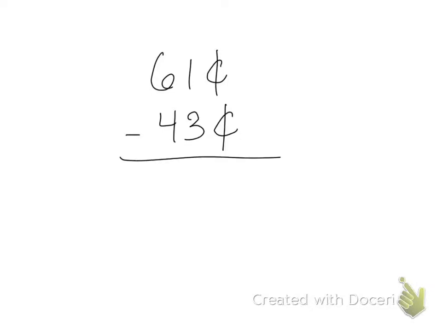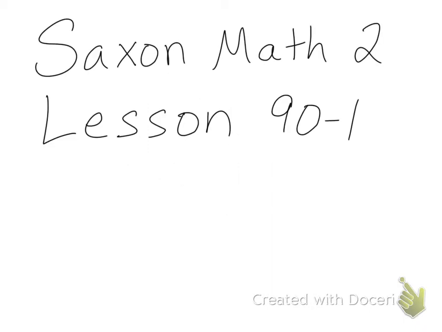Okay, so first thing I do is I try to subtract my pennies, but I don't have enough. So I'm going to borrow a dime, so cross off the 6 and put a 5 above it, and then add 10 pennies by putting a little 1 in front of my 1 penny. So now I have 11 minus 3. So 11 pennies minus 3 pennies is 8 pennies, and 5 dimes minus 4 dimes is 1 dime. So I end up with 18 cents. Okay. And that's how we subtract whole numbers.